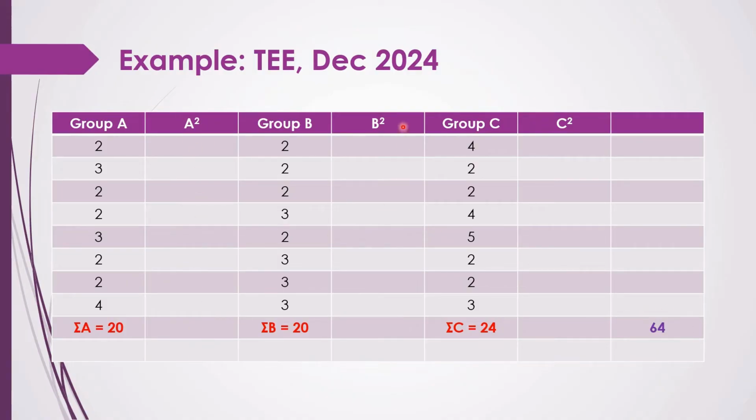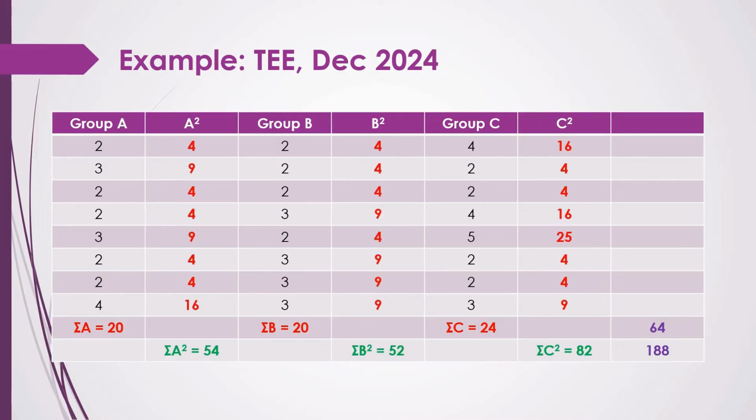What is the next step? Add the square values here and here. Then you have to write the sum of the squares in this row and the grand total here. I have my values in place. You can check if you have got the values same as mine.